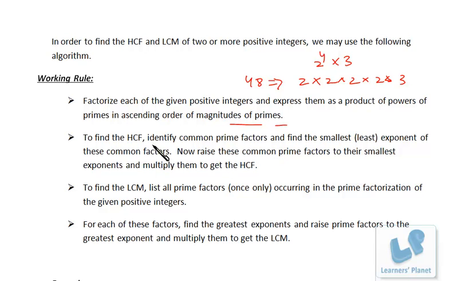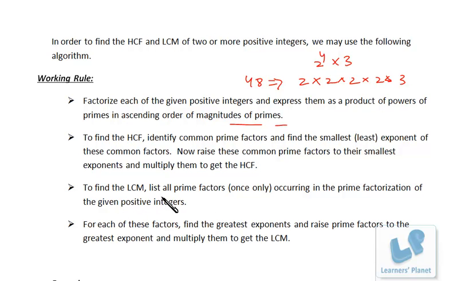Then to find the HCF, identify common prime factors and find the smallest exponent of these common factors. Now raise these common factors to their smallest exponents and multiply them to get the HCF. See, if you go linguistically, it will be really difficult for you to understand. But these are the algorithms mentioned in your NCERT books. I'm just referring to them. Otherwise, it will be clear in your mind once we solve the problems.